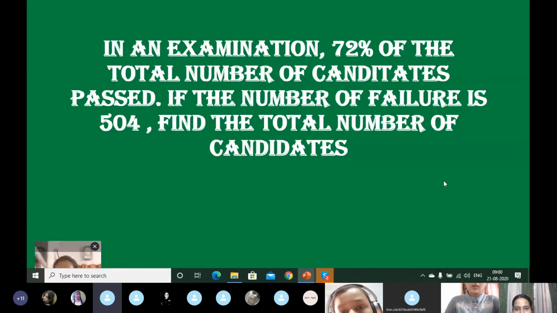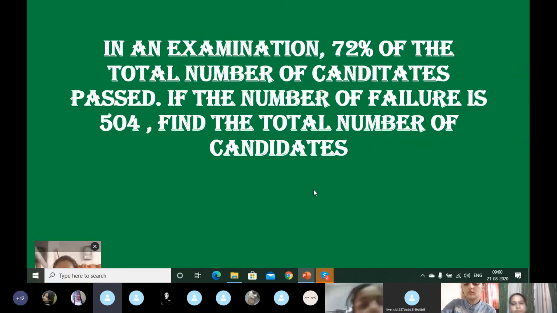First read the question. In an examination, 72% of the total number of candidates passed. If the number of failures is 504, find the total number of candidates. You have to find the total number of candidates which is not given.